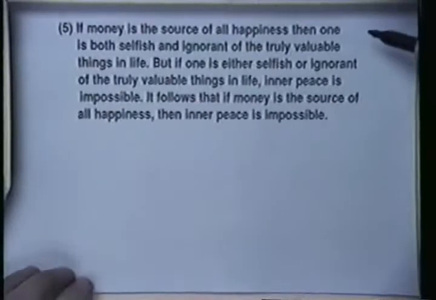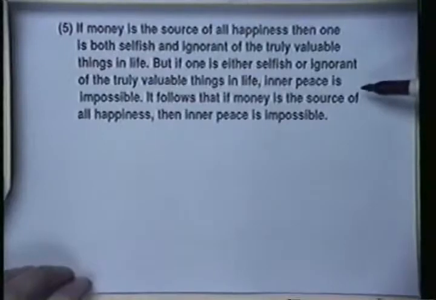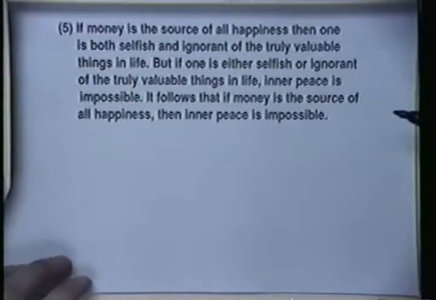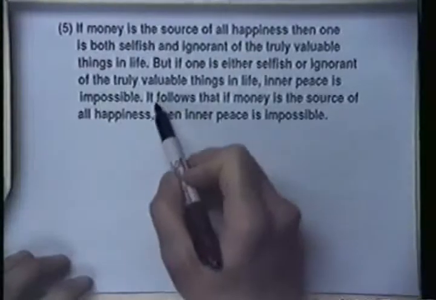If money is the source of all happiness, then one is both selfish and ignorant of the truly valuable things in life. But if one is either selfish or ignorant of the truly valuable things in life, inner peace is impossible. It follows that if money is the source of all happiness, then inner peace is impossible. All right, well, that sounds valid. Let's show that it is first by symbolizing.